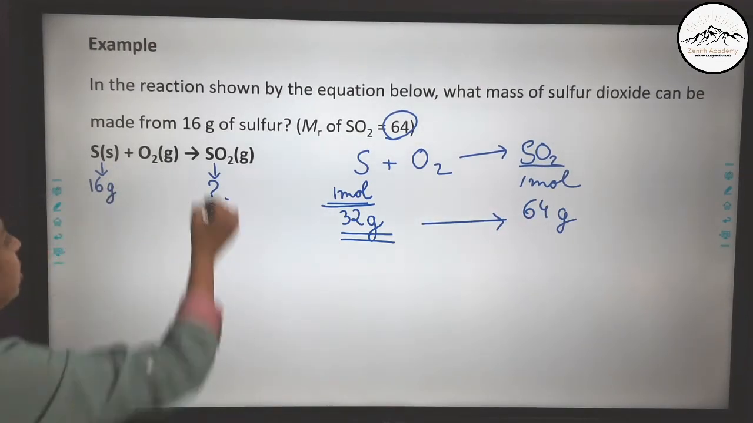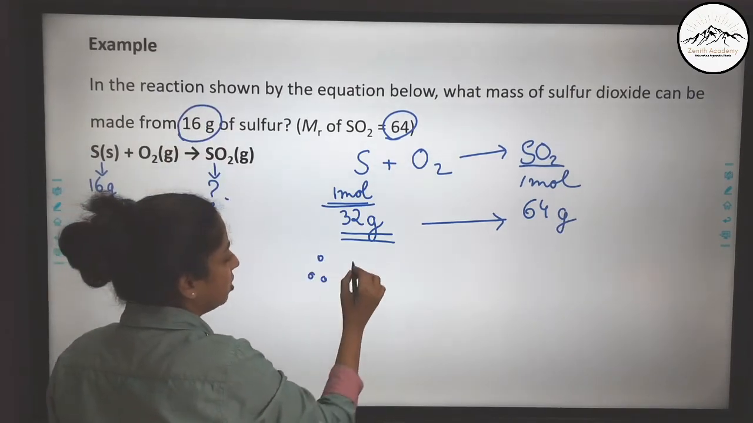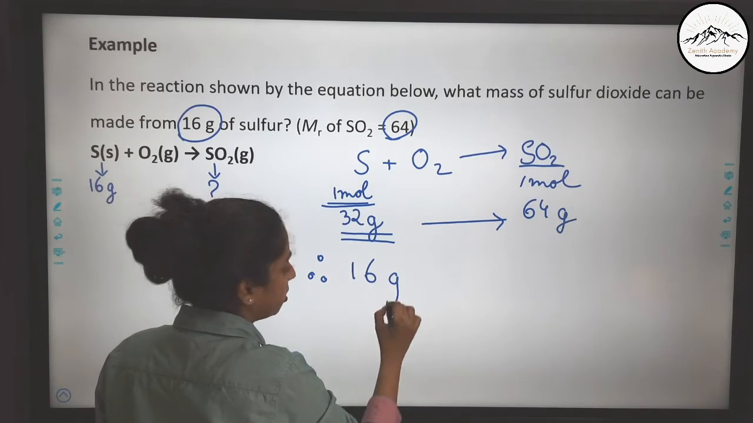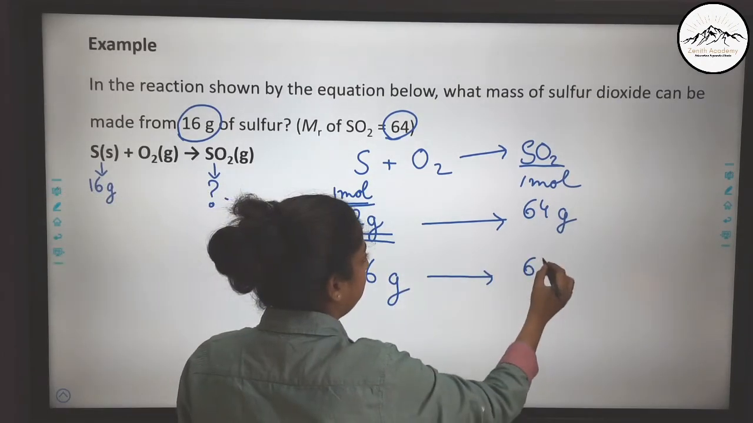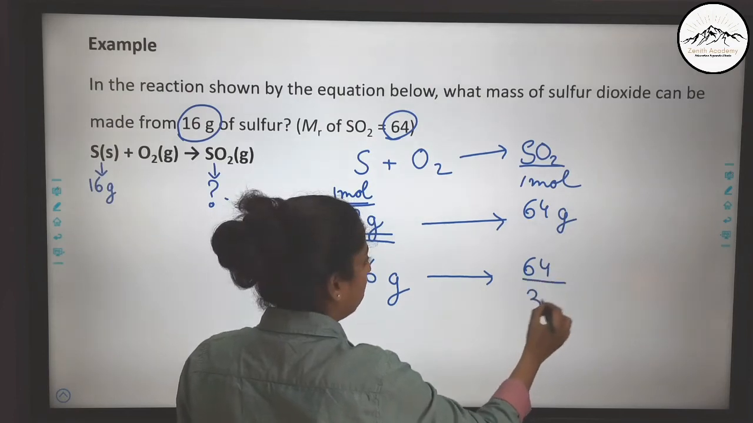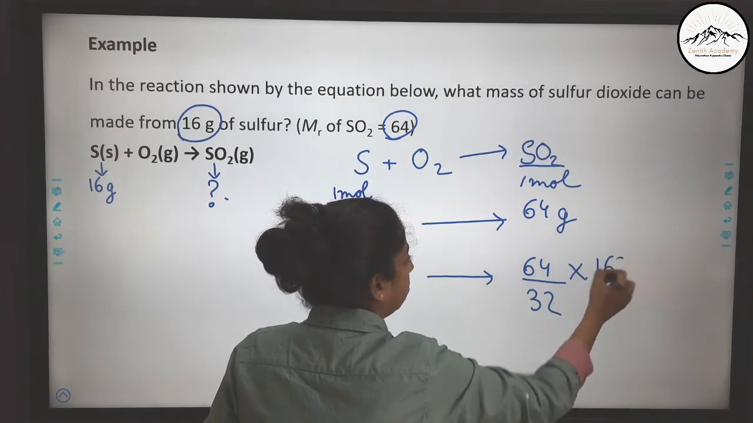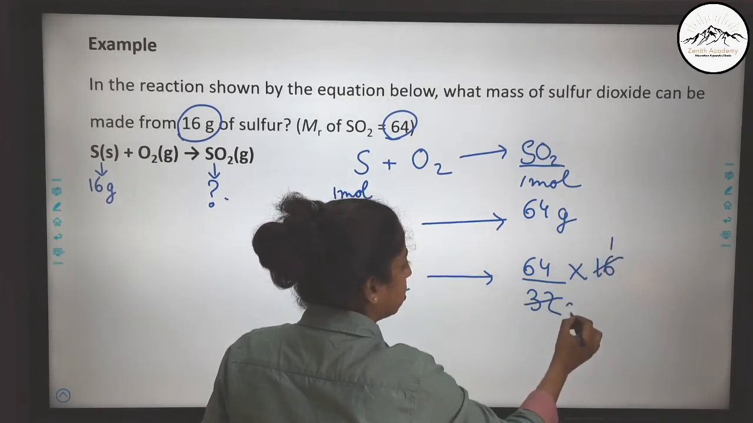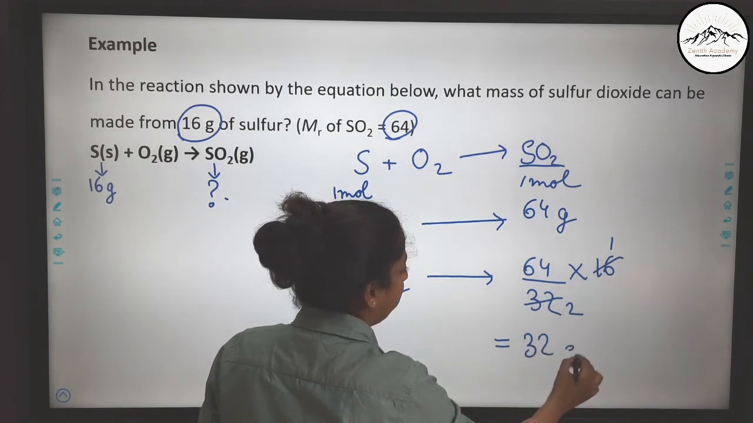So 32 grams of sulfur can give 64 grams of SO2. And in the question they have asked 16. So therefore 16 grams will give you how much SO2? Just follow the unitary method. For 1 it is 64 upon 32, and for 16 it is into 16. 16 ones are 16, 16 twos are 32. So this becomes 32 grams of SO2.